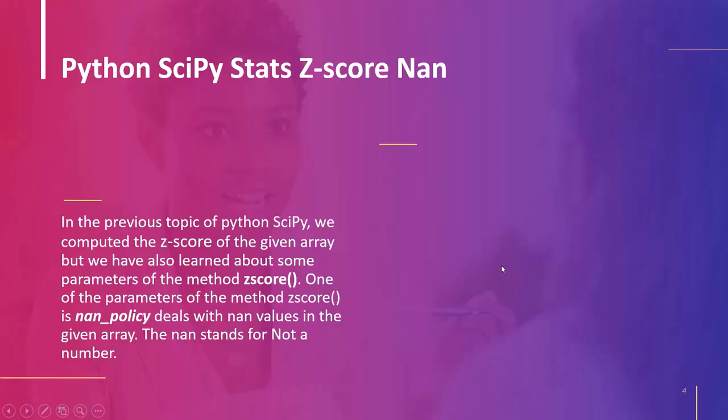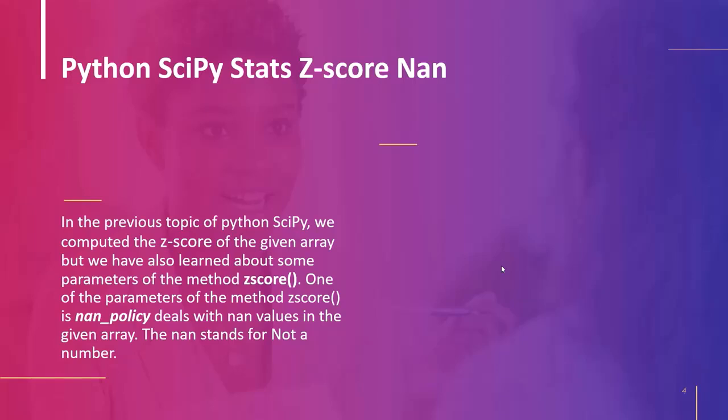The next topic is Python SciPy stats z-score nan. We computed the z-score of the provided array in the previous topic, and we also learned about some of the method's parameters. The nan_policy parameter of the zscore method controls how nan values in the supplied arrays are handled. The nan stands for not a number. So here in this topic we will learn how to use the nan_policy parameter of the method to handle nan values in an array while computing the z-scores.